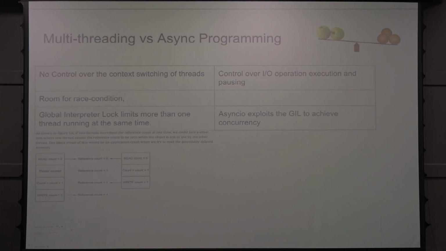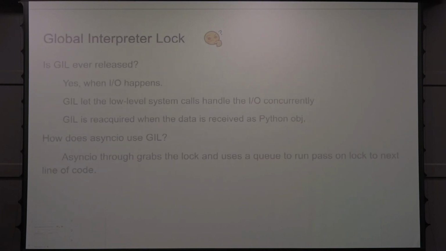The next thing is the very complex and infamous global interpreter lock, which prevents your Python process from running more than one instruction set at a time. So it doesn't matter if you have 10 CPUs in your machine, you'll only have one thread running at a time. On the other side, async IO exploits the GIL, and that's how it achieves concurrency. We'll see how it does that.